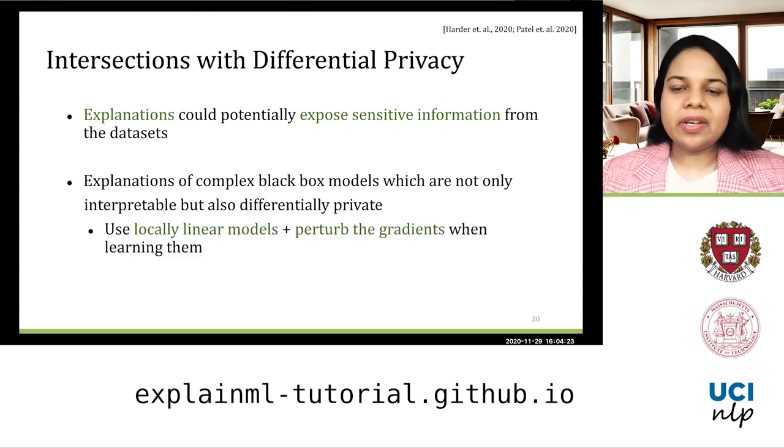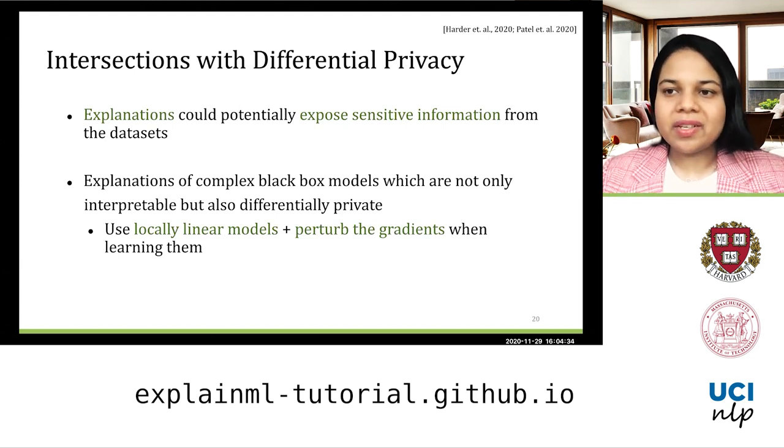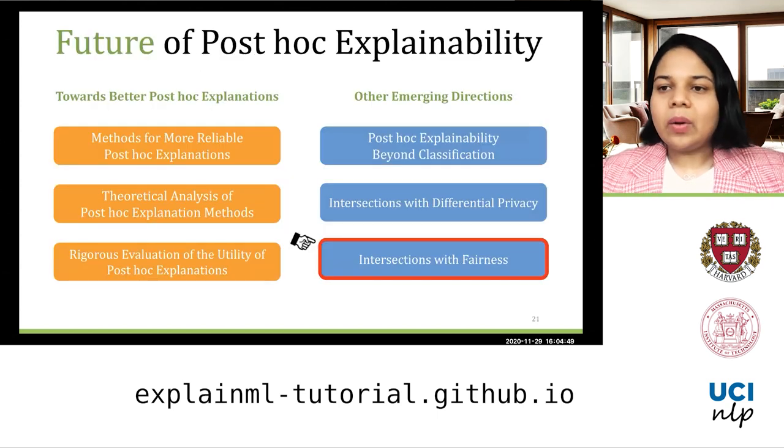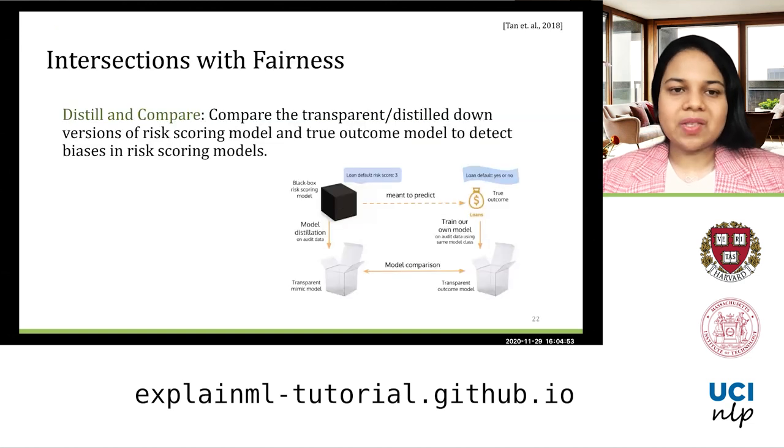And that's exactly what is being done by some of the recent approaches proposed in this regard. The idea here is to use locally linear models to approximate complex black boxes, but also to perturb the gradients when learning these locally linear models in order to ensure differential privacy. Of course, this work barely scratches the surface, and there is a clear need for more theoretical, methodological, and empirical research exploring this intersection. Now let's talk about the intersections between explainability and fairness.